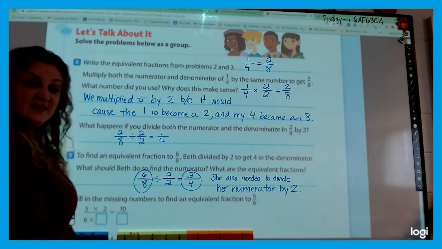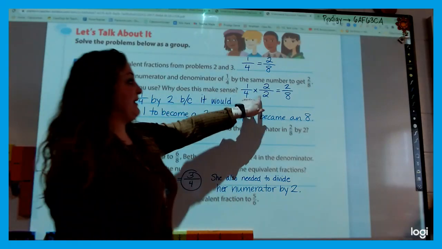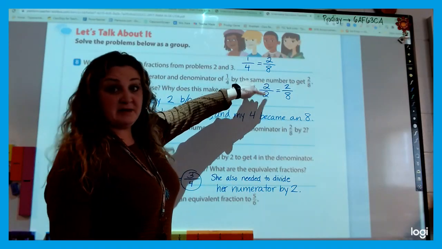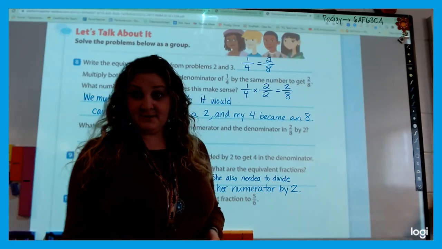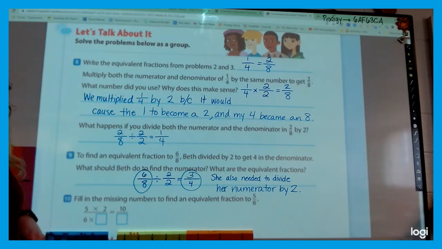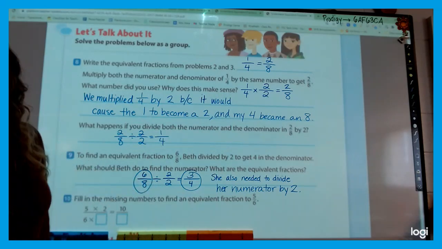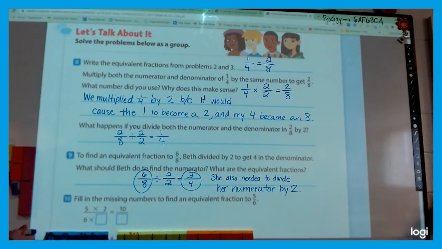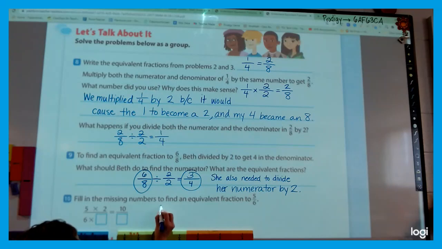All right, at this point you might be realizing that you can not only find an equivalent fraction by multiplying with the same number in the top and the bottom of another fraction, you can also do it by dividing. All right? So both will work. We're going to practice more on this new idea in a minute, but both ways will work. All right, let's do number 10 real quick. Fill in the missing numbers to find an equivalent fraction to 5/6. All right, so I'm going to rewrite it over here the way we have been doing it so you're not so confused.